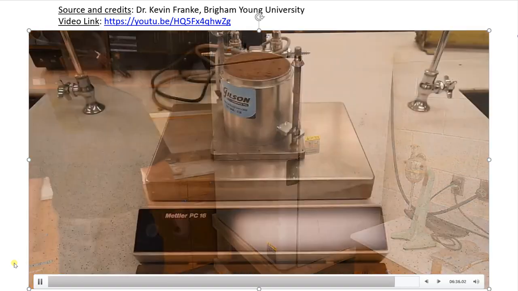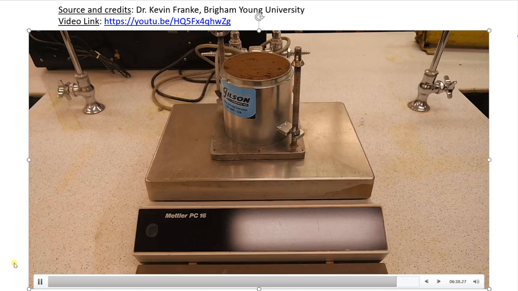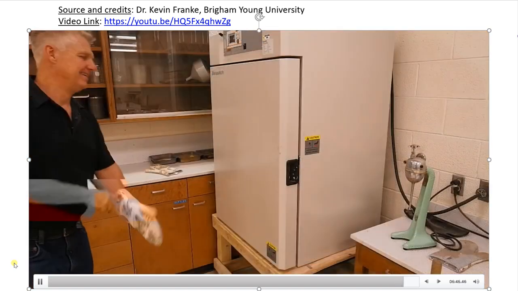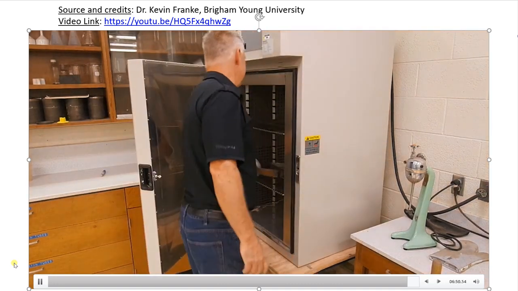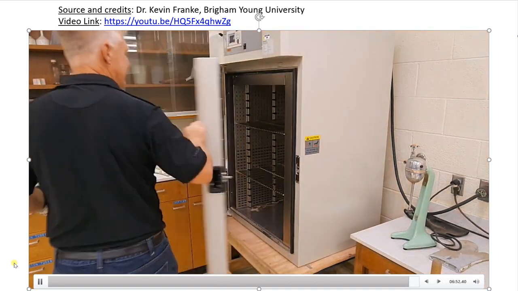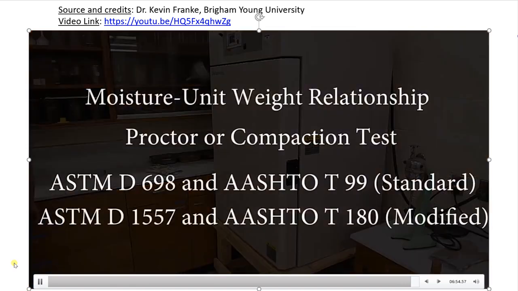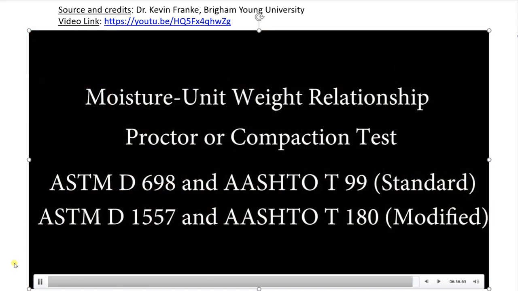You will know you are wetter than the optimum moisture content when your wet soil plus mold weight begins to drop. Let the samples dry overnight, remove and cool to room temperature, and get your dry moisture weight. This will give you all the data you need to calculate and finish this test. That concludes this test.